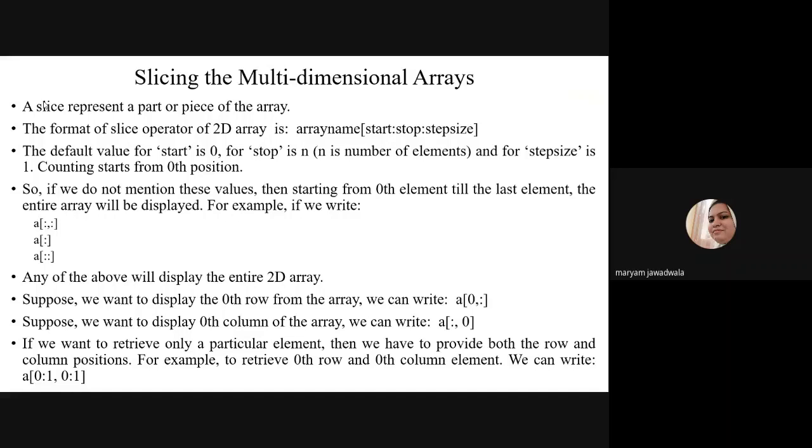The format of the slice operator in a 2D array is as follows. This is the format for 2D array slicing: array name, then start, then colon, then stop, then colon, and then the step size. By default, if you do not mention a starting index, then the system will start printing from the 0th element.